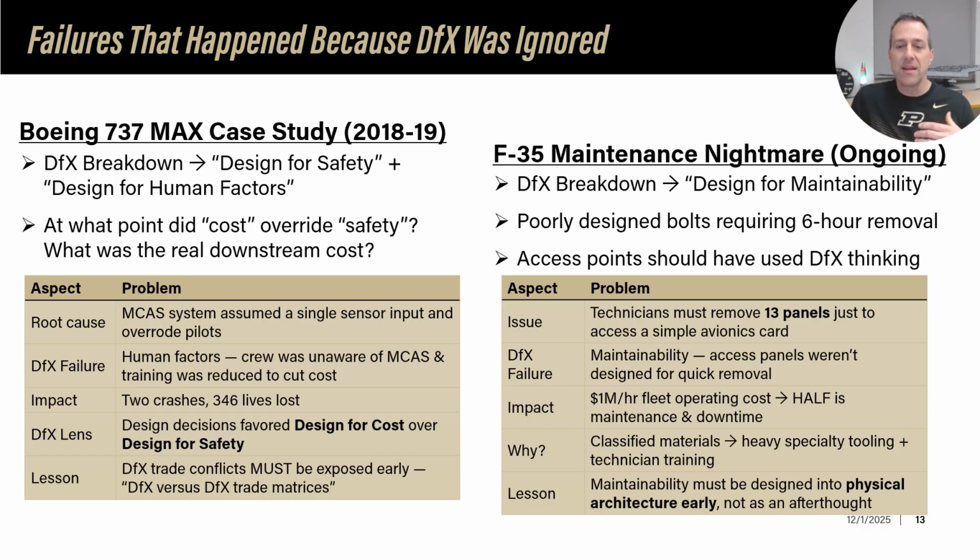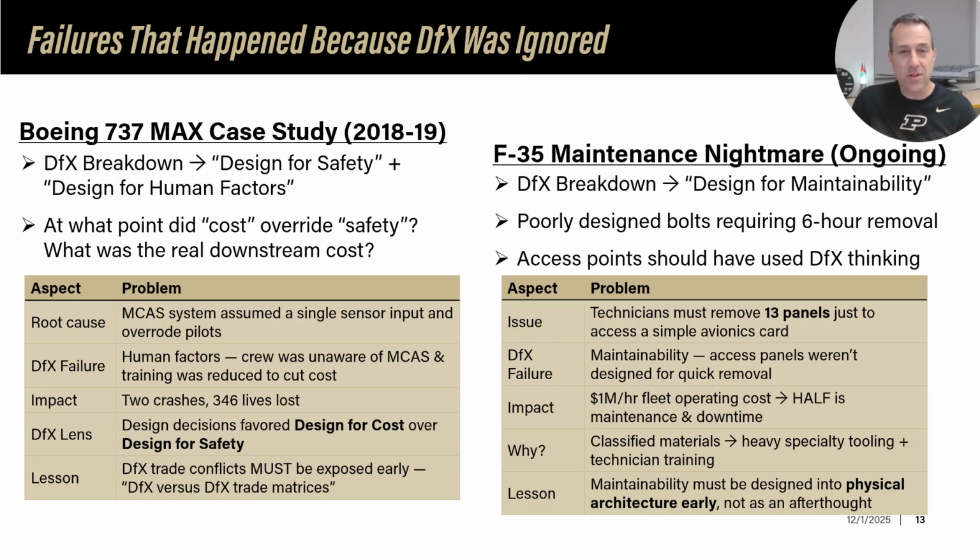And then as you look at just the cost, and by the way, the cost per hour of the fleet to operate it is a really, really important life cycle cost metric. Half of the cost is maintenance and downtime of the F-35 right now. And this is supposed to be an advanced system that had DFX built in, but this was a major, major issue that continues to create a nightmare for the F-35 teams.